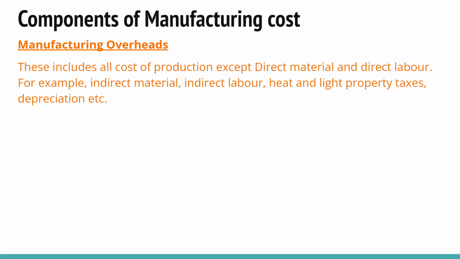The manufacturing overheads now includes all the other costs of production except your direct materials and direct labor. So this is indirect materials like the glue that we mentioned and the nails, indirect labor, right, which might be the janitors working in the warehouse, the heat and light, property taxes, depreciation inside of the manufacturing plant or the factory, right? Those would be manufacturing overheads.